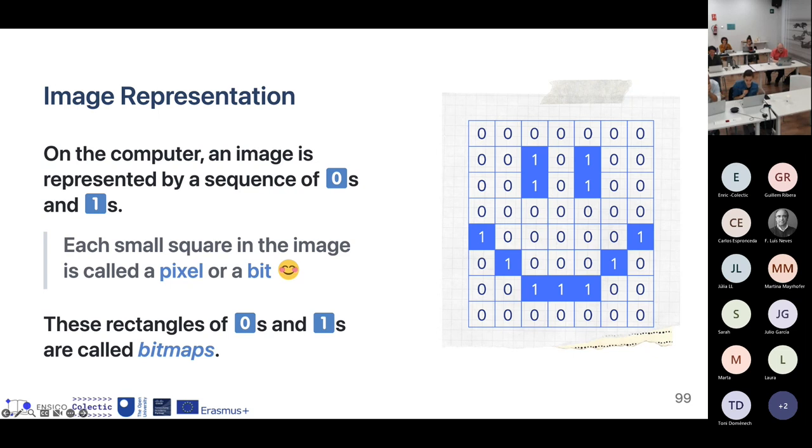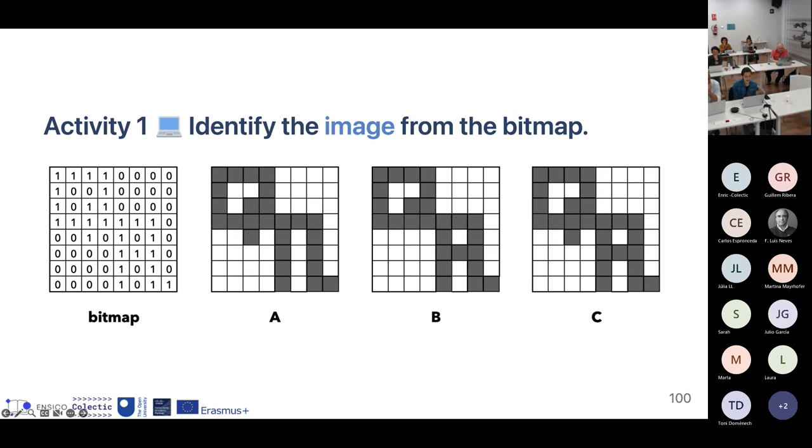Okay, so let's see if you understood what I said by solving this activity. We are going to launch a poll, and you should select what image is represented by the bitmap on the left.